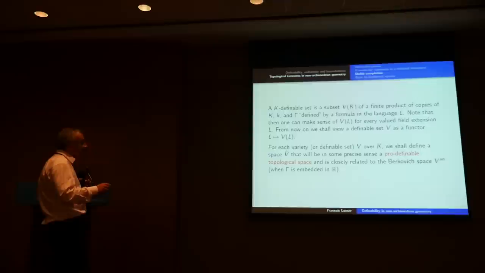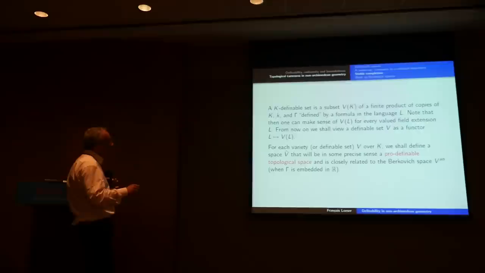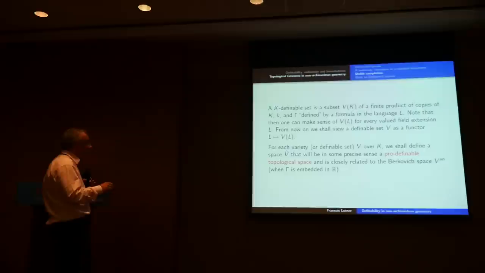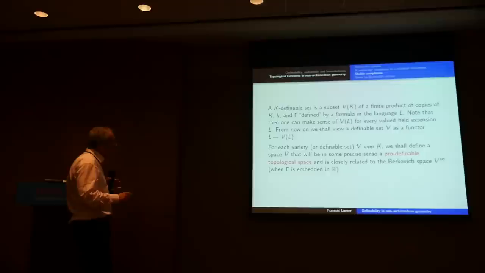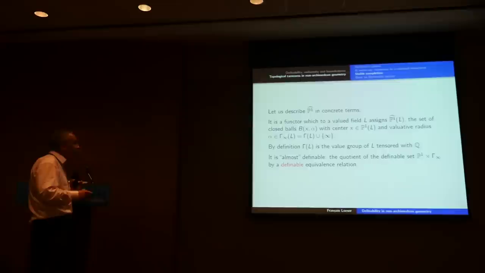And the point now is that I write a definable set V_k, given a formula. There is a lot of abuse of notation here, because maybe it lives in the product of copies of capital K, small k, and Gamma. So V_k can be a subset of some Cartesian power of this, for instance. But what I want to stress is that in fact one can also look at points in extensions of capital K. I will not be very precise, but now we will see definable sets more as functors. And our aim is that for any variety or definable set V, one will define a new space, V hat, which in some precise sense is a pro-definable topological space, and that is very closely related to the Berkovich space. So I start by defining what P^1 hat is.